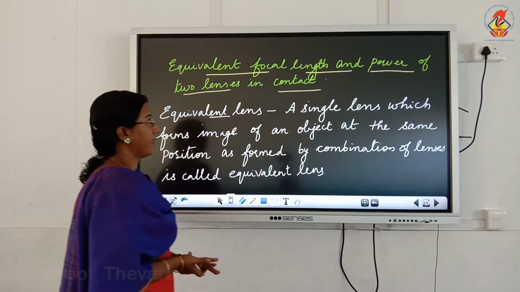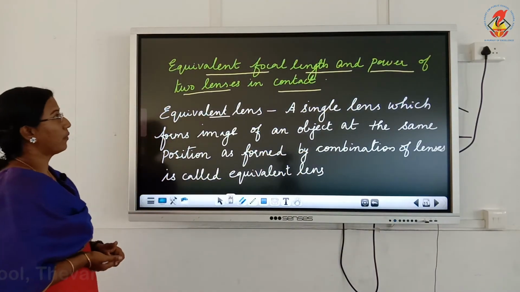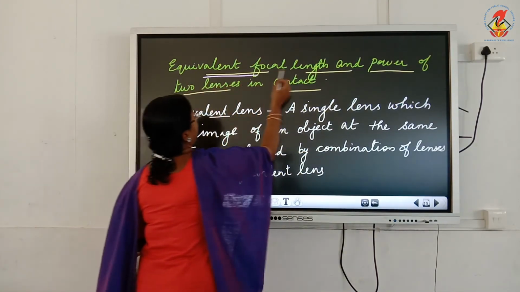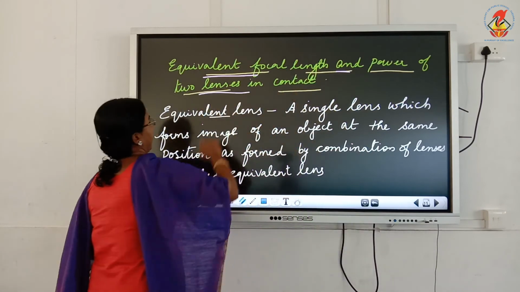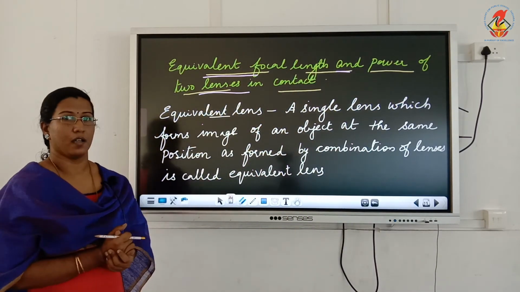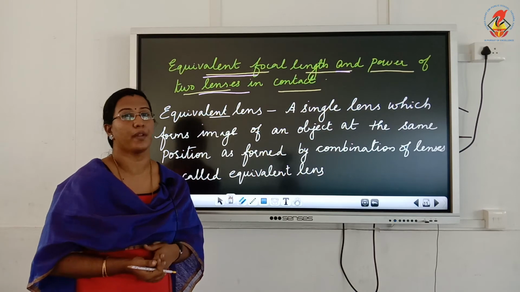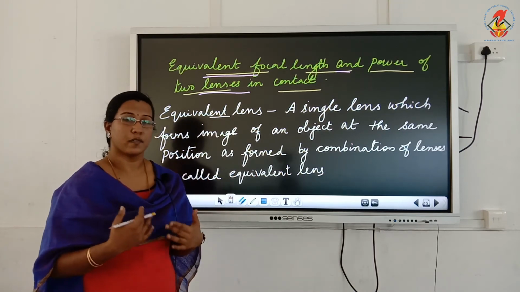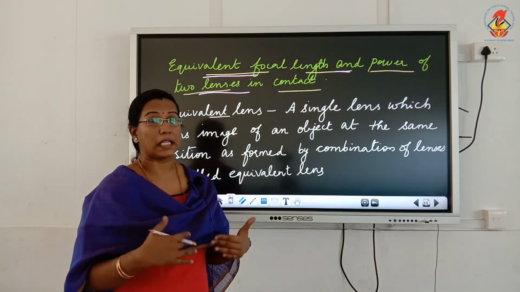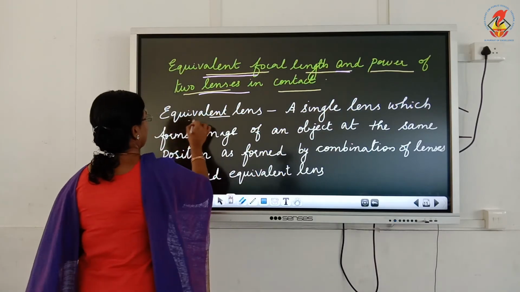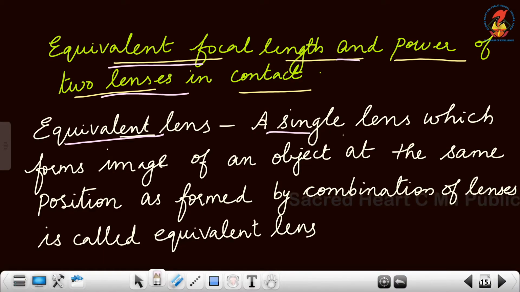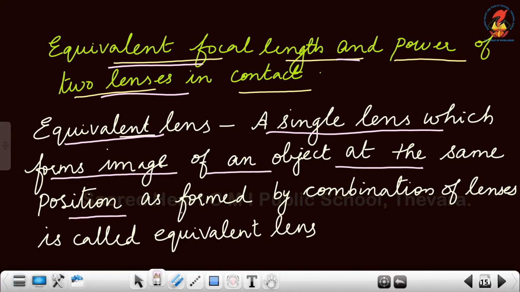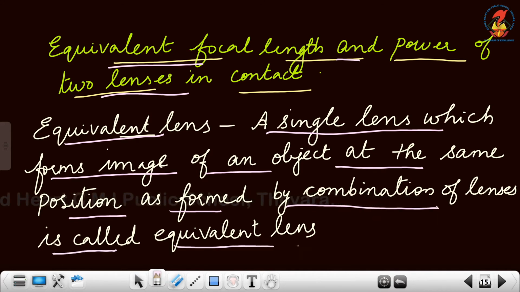Now let us go to the next topic in this video, that is equivalent focal length and power of lenses in contact. We are going to talk about combination of lenses. So let us first see what we mean by equivalent lens. Equivalent lens: a single lens which forms the image of an object at the same position as formed by the combination of lenses is called an equivalent lens.